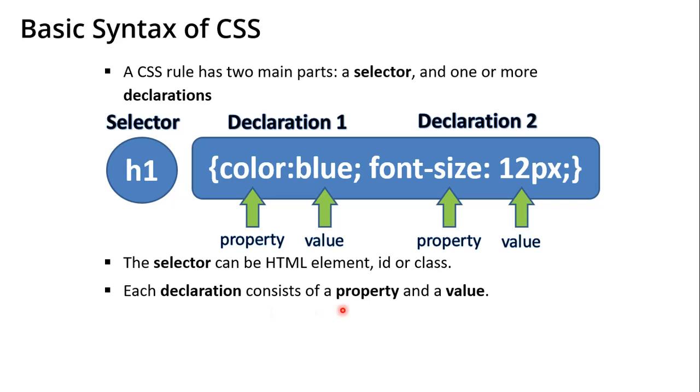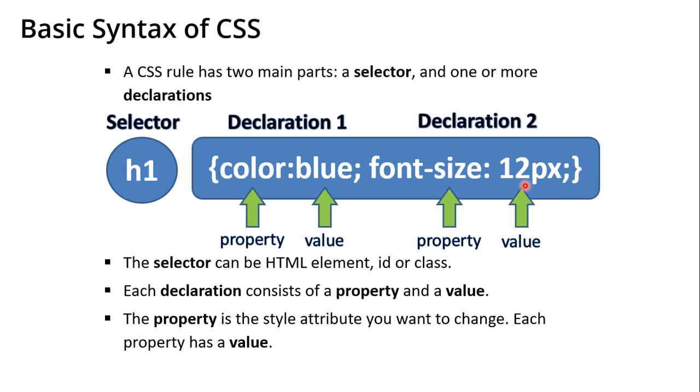Each declaration consists of a property and a value. It depends on our requirements, which color we want, which font size we want. According to that we have to write, but we have to maintain this syntax. So color colon name of color, font size colon number of font size. Okay, the property is the style attribute you want to change. Each property has a value, we can change it. Every property has a value.